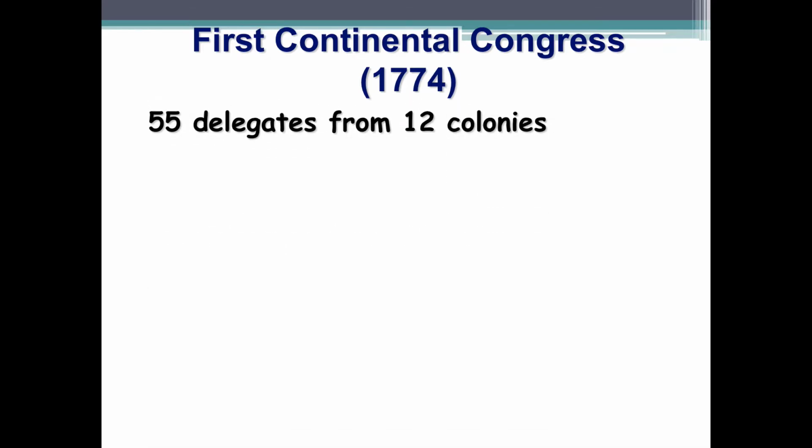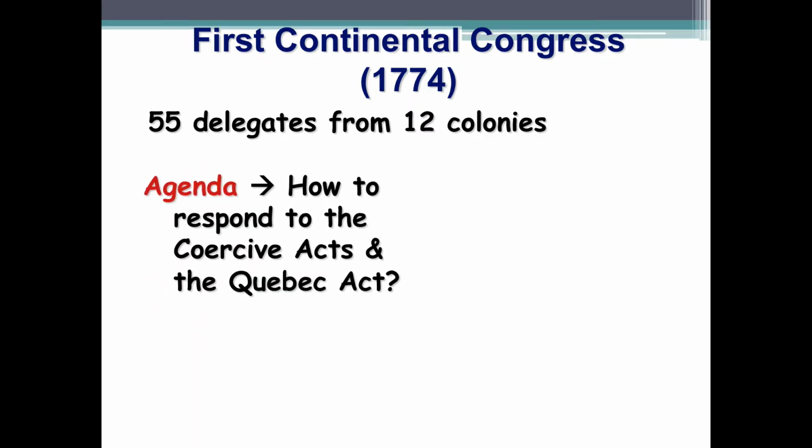The Americans respond by forming what's known as the First Continental Congress. 12 colonies. Rhode Island stayed out of it. 55 delegates were sent. Famous people like Thomas Jefferson, John Adams, Samuel Adams, Thomas Paine, George Washington. These men will all basically meet for the first time in Philadelphia. Their agenda was how are we going to respond to these intolerable, or, like I said, the other expression, coercive acts. Also, what are we going to do about the Quebec Act? How are we going to respond to this? Even though it has nothing to do with us, it seems completely unfair to Americans.